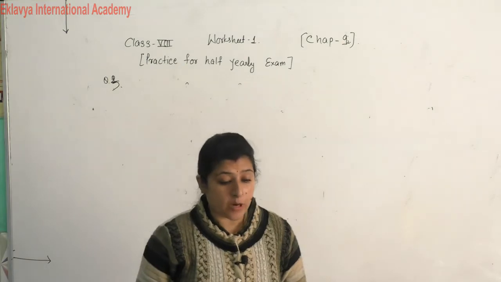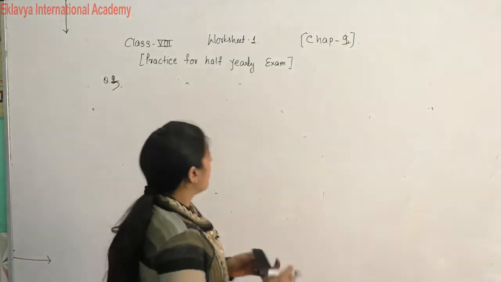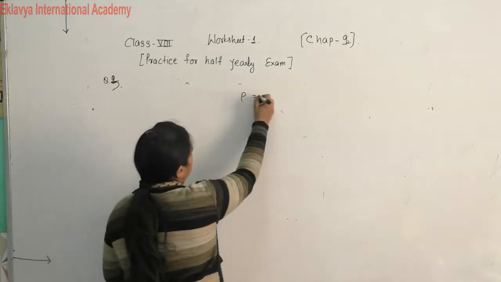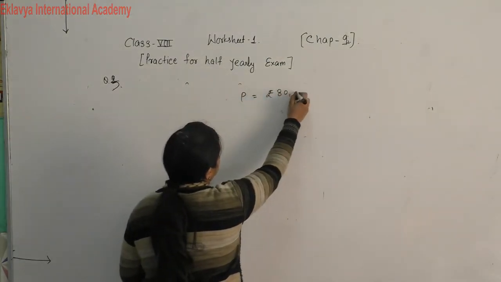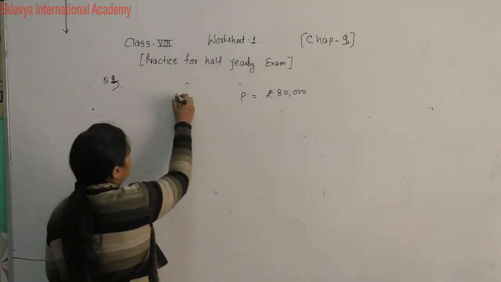Find the compound interest on rupees 80,000. Your principal amount given to you is rupees 80,000. This one is question number 4.